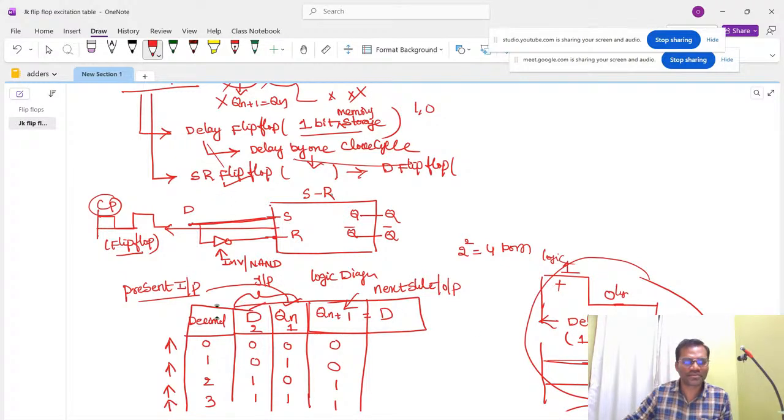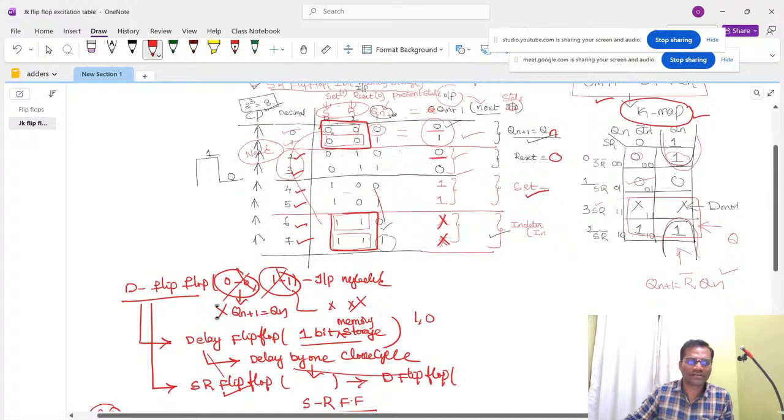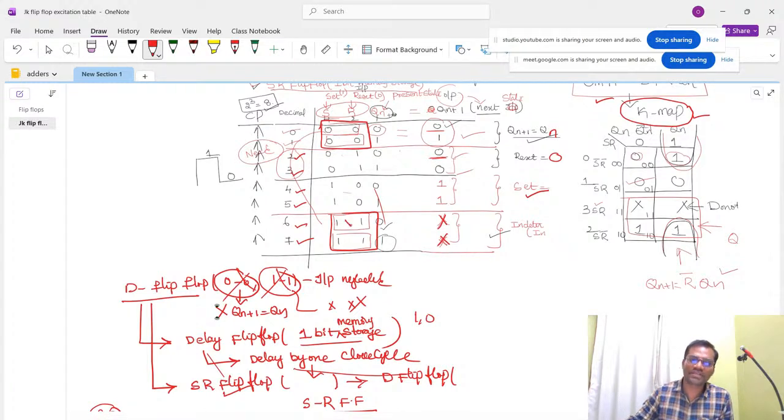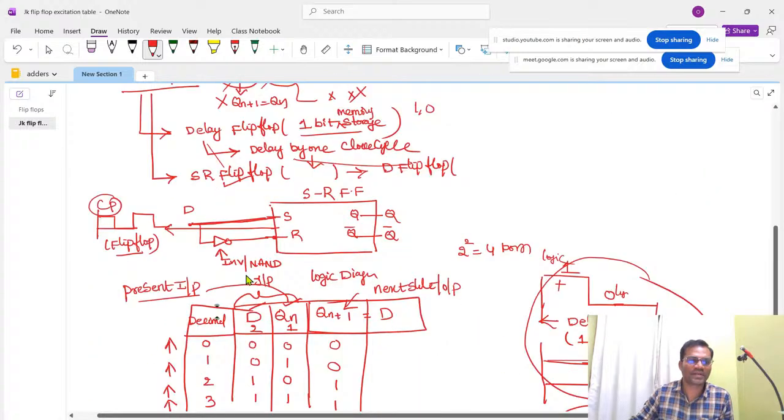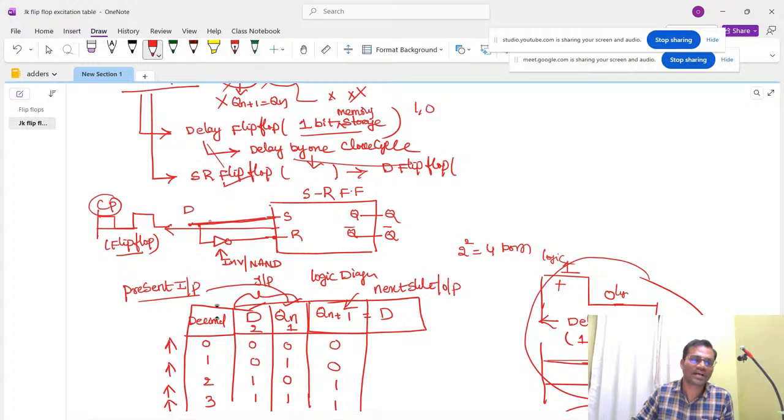Now take your SR flip flop. Here you can see 0 0 means not required, and 1 1 is also not required. We can eliminate these, so I want only these values. How can I have these values? One should be 0 and the other should be 1. Therefore I'm going to perform a complement. I'm taking the input D, connecting D directly to S, and the other one I connect through an inverter to R.